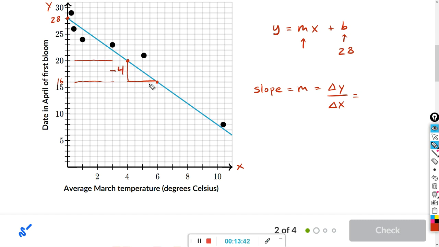Okay, and the change in x, we went to the right. So we went from 4 to 6. That's going to be 2 units. Okay, always remember, if you go up, it's positive y. If you move down, that's negative y. If you move right, that's positive x. And if you move left, that's going to be a negative x. All right. So the change in y was negative 4. And the change in x was positive 2. So the slope is negative 2.